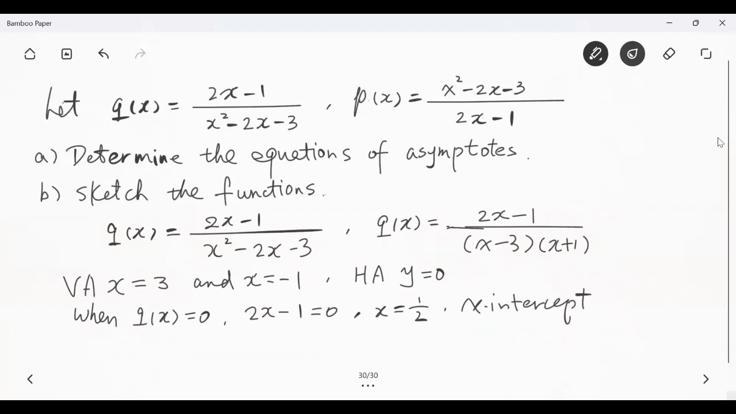Right. Next, we find the y-intercept. When finding the y-intercept, that means x equals 0. Then we know the y value: the numerator is 0 minus 1, so negative 1. And the denominator is 0 minus 0 minus 3, so negative 3. That means it's 1 over 3. 1 over 3 is the y-intercept.